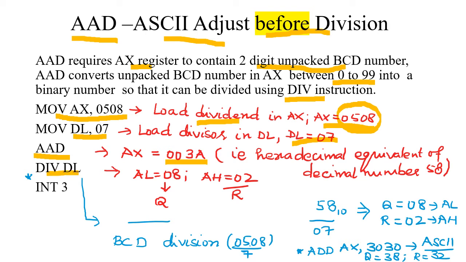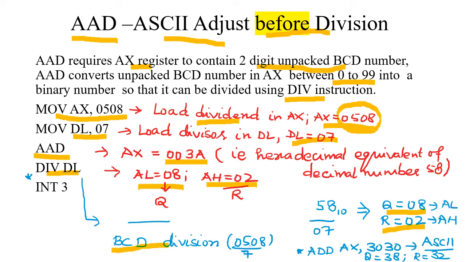Now the DIV DL instruction will divide 003A by 07, which is the same as decimal division of 58 by 7. It gives Q equal to 08 and R equal to 02 in decimal, which is the same as 08 and 02 in hexadecimal. So after the DIV instruction, the quotient will be in AL, which is equal to 08, and the remainder will be in AH, which is equal to 02. So this is the program for BCD division.